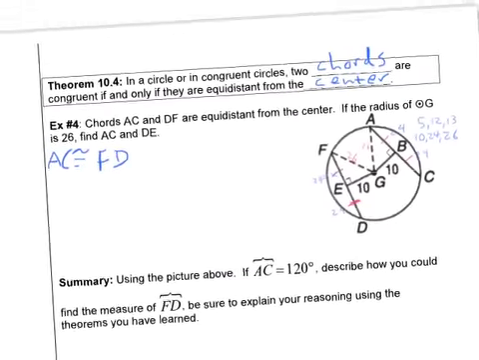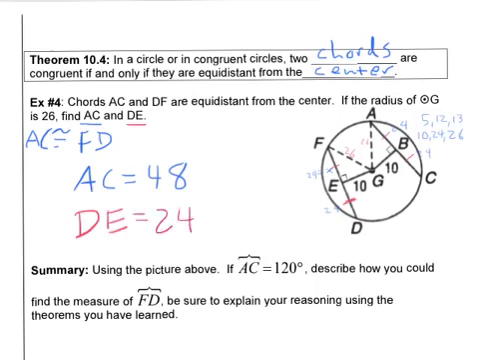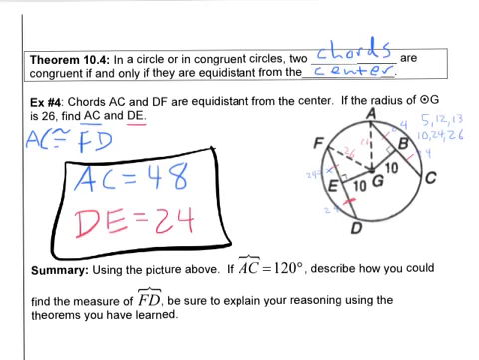Alright, well, what do they want us to find? They wanted us to find AC and DE. Well, AC is this total distance, so it'd be 24 plus 24, so that's just 48. And DE is just this little distance, half of 48, or just 24. So there we go, AC and DE, we found them.